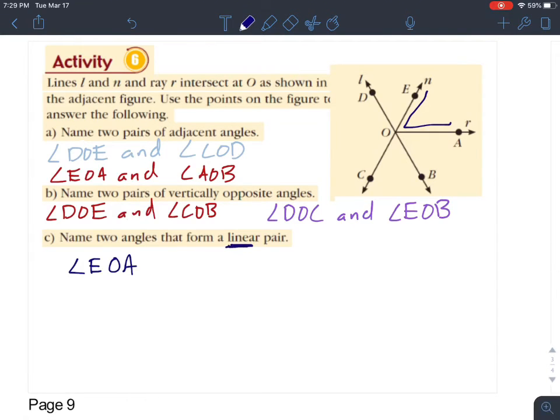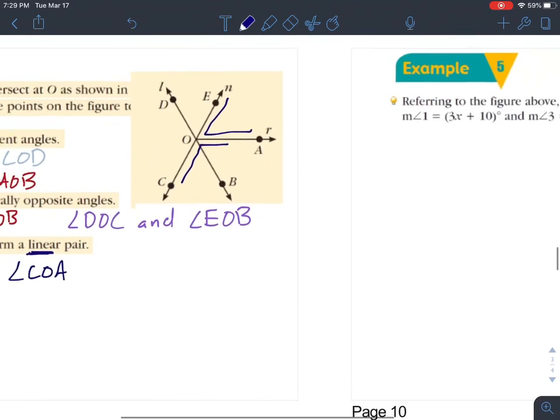And remember that a linear pair forms a line, so that means that we are going to have to use that right there, angle COA. And again, there are many options for letter C. That's just one possible answer there.